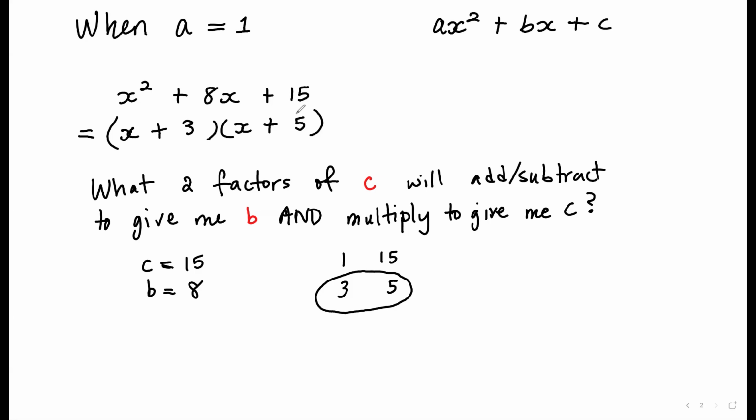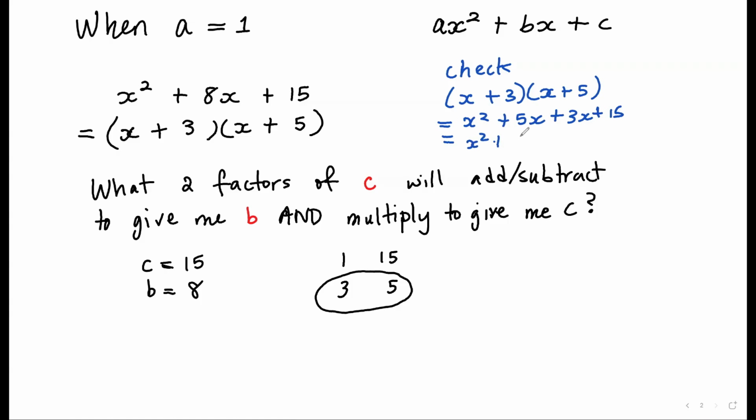And if you want to check whether your answer is correct, you multiply the brackets, which we learned to do a couple of weeks ago. So you would multiply x plus 3 by x plus 5 to see if you get back x squared plus 8x plus 15. Multiplying this, you get x by x is x squared, x by 5 is 5x, 3 by x is 3x, and 3 by 5 is 15. Simplifying gives you x squared plus 8x plus 15.